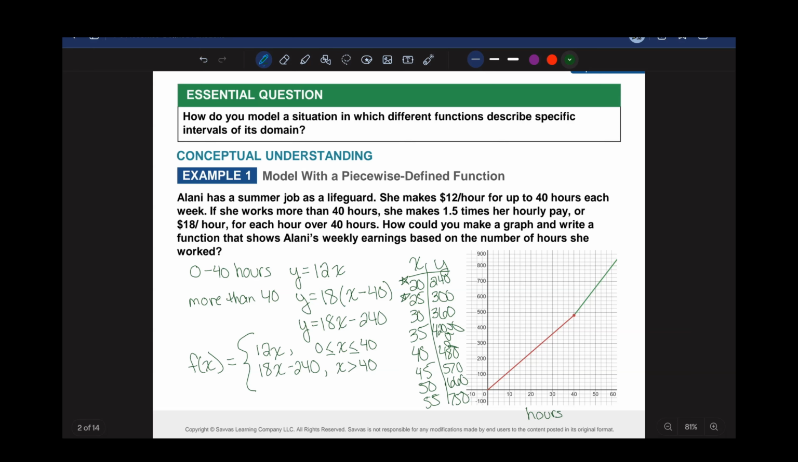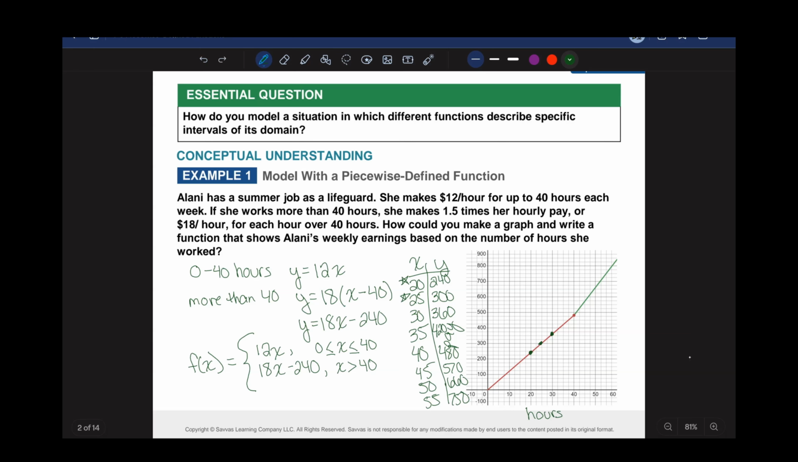If I didn't have a graph, I would plot these points. So if I go to 20 up to 240, 25 up to 300, 30 up to 360, 40 up to 480. All right, so on and so forth. I would graph all those points and I would end up with this graph.